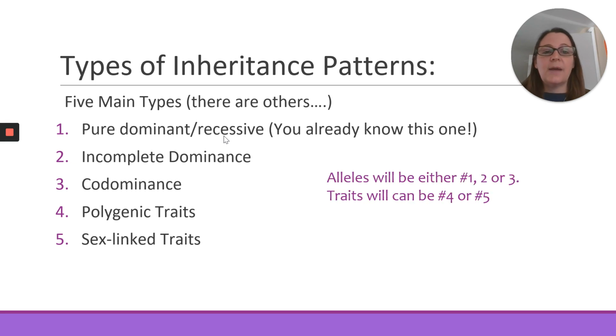So here's a summary of that. Alleles that we talk about will either be pure dominant, pure recessive, incomplete dominance, or codominance. So number 1 through 3. And then we talk about traits. And traits can be single allele traits, which I said there's very few of them, right? Like there's widow's peak and earlobes. All of the other genes in your body fall under things like polygenic traits, multiple alleles, and sex-linked traits. So number 4 and 5 are about the traits themselves. And the alleles that make up those traits can show any of these: 1, 2, 3.